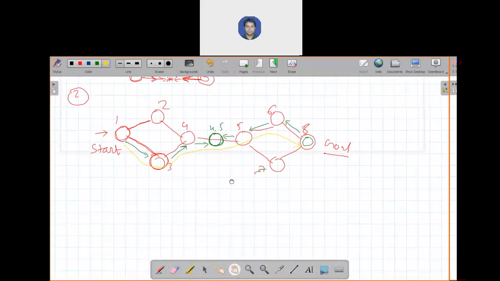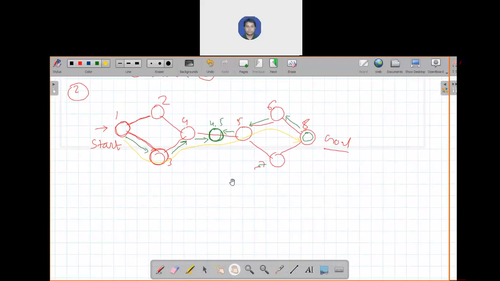So what is the advantage of bidirectional search over BFS and DFS? Can anybody guess why we are using it? Less time consuming. Okay, good. It consumes less time, or the time complexity of this search technique is less compared to BFS and DFS.